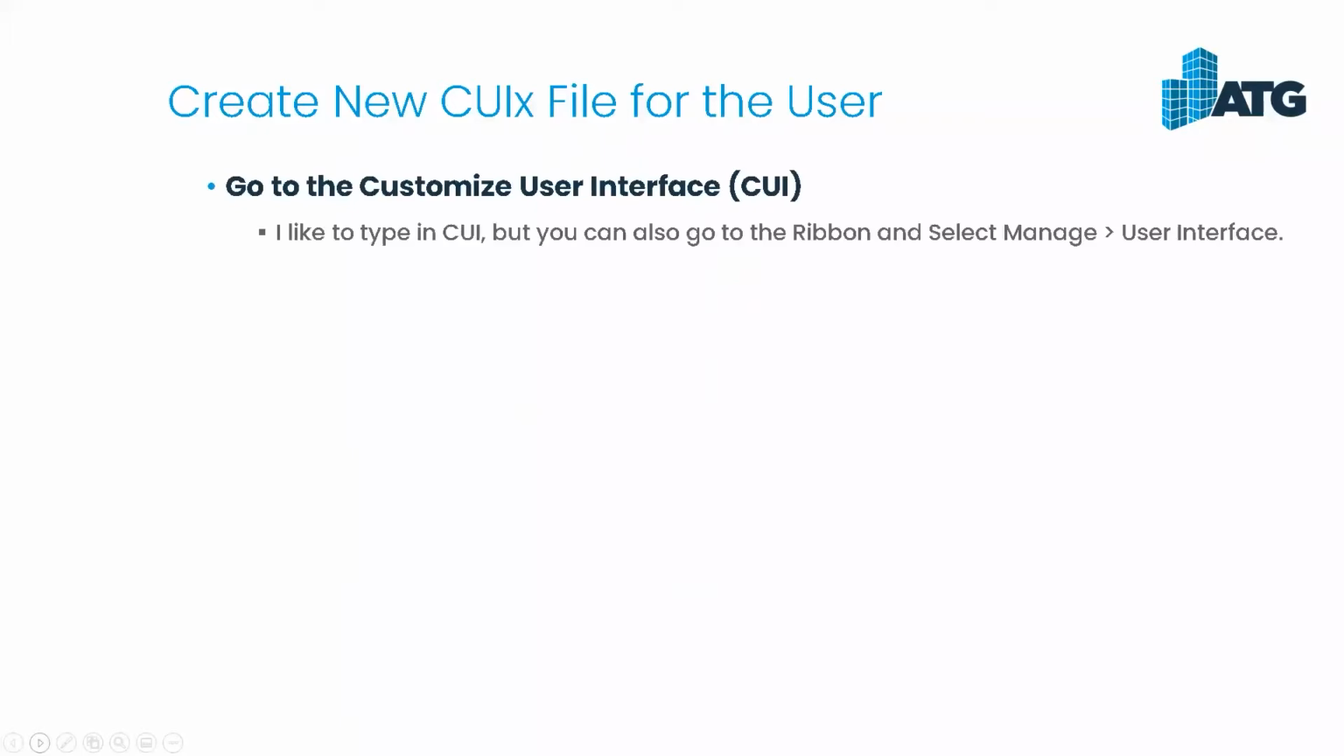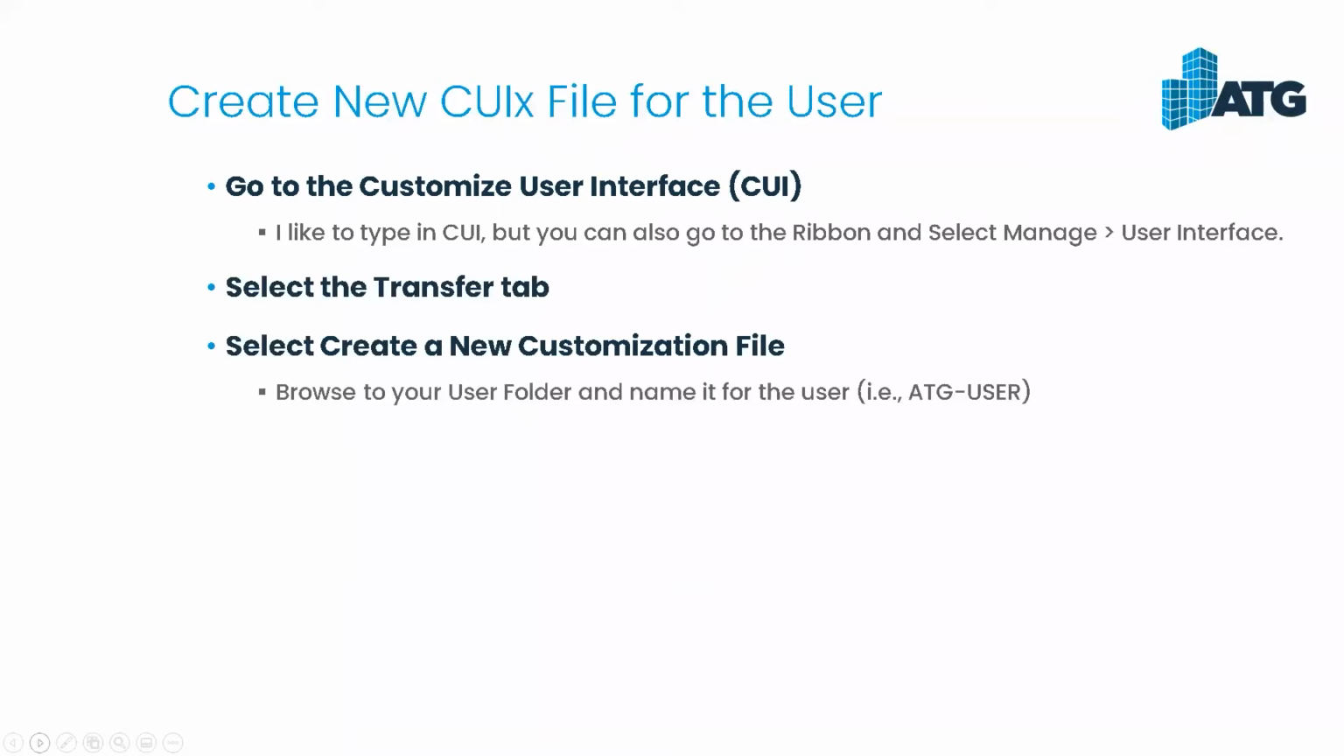Creating a new CUIx file for the user is the next part here. Go to the custom user interface. We're just going to briefly go over this and then we'll go back through and work through an example. Go to the custom user interface, select the transfer tab, new customization file, and browse to the folder. So this is kind of like the working steps of it. I'm going to pause there for now and I'm going to open up our CAD.